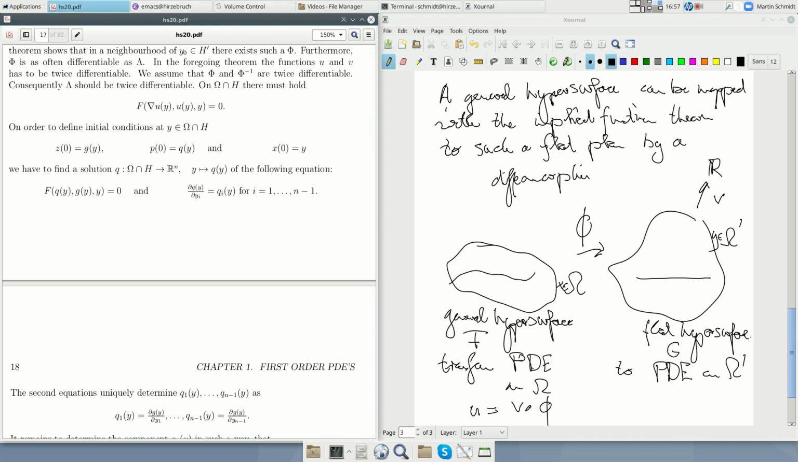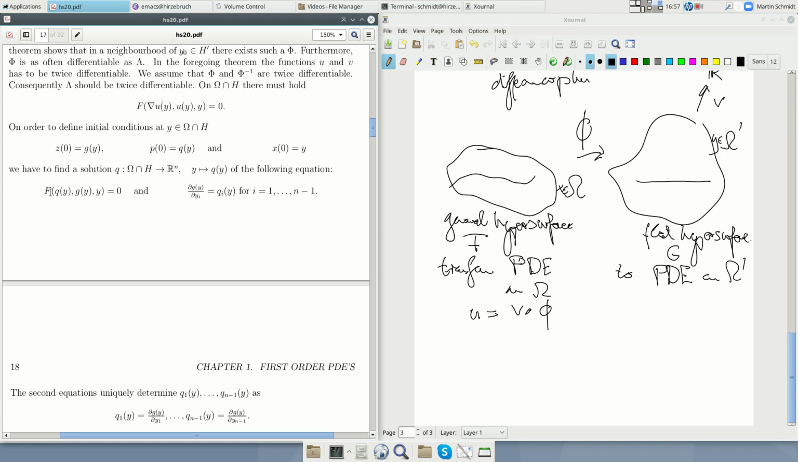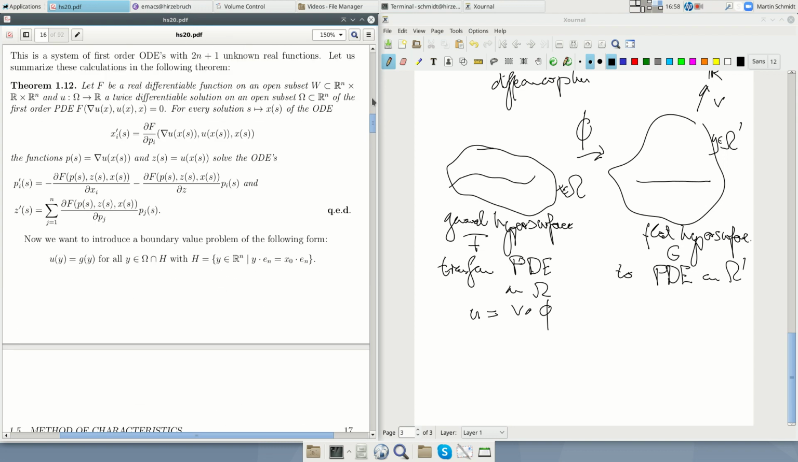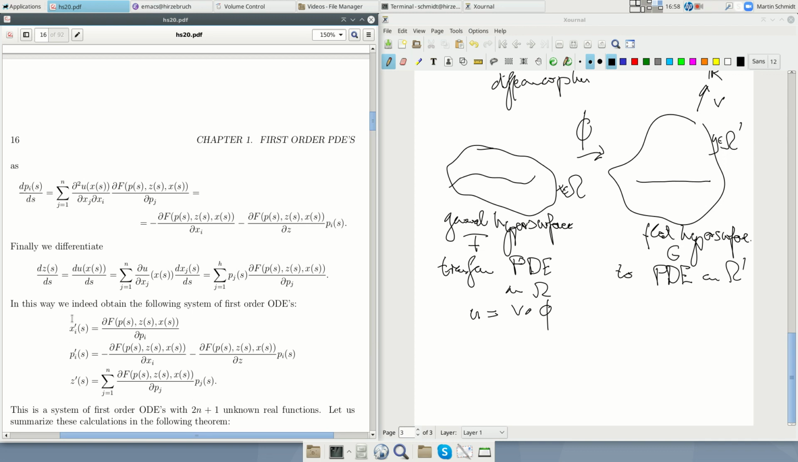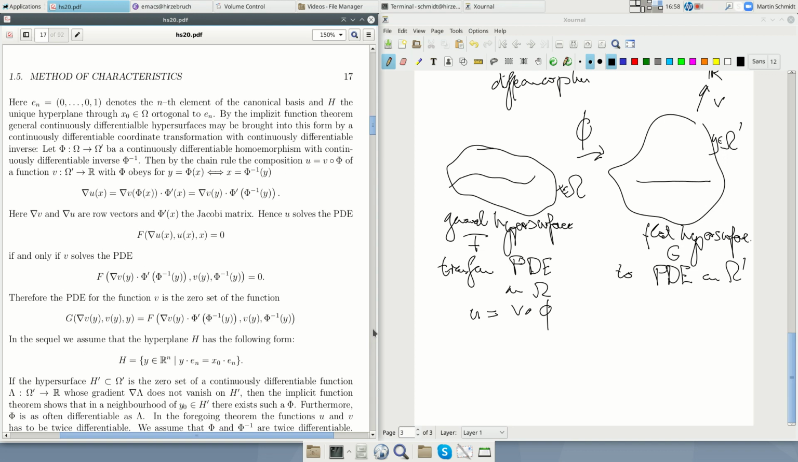Now we want to give the initial values. Of course, for our first order ODE system, we need all these components as the initial value on the hypersurface. So we need u, we need the gradient, and we need y, so the coordinates, the gradient, and the value of u. The value of u is given here. Now, what about the gradient?